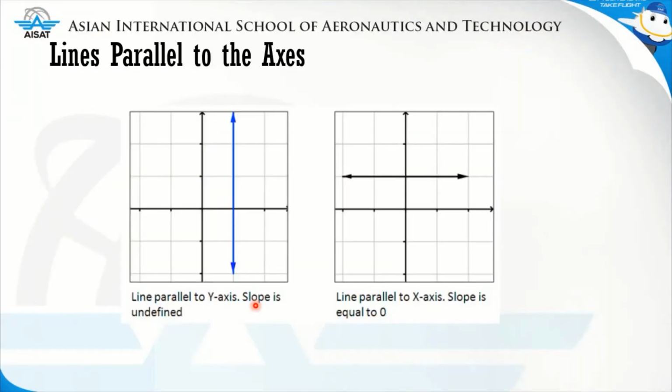Now let's talk about lines parallel to the axis. On the first figure, we have here a line parallel to the y-axis. Now if we talk more about these lines, we know that the slope of this line is undefined. And on the other hand, we have here a line parallel to the x-axis. The slope of this line is equal to 0.